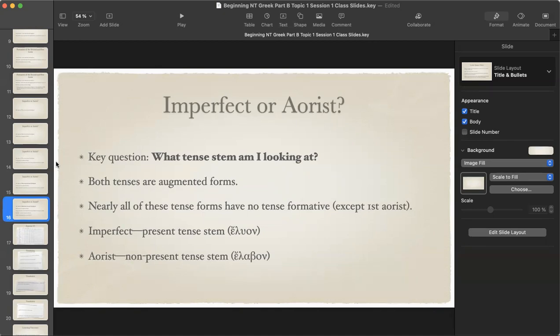The present tense changed into the aorist tense stem, lab, which is something to memorize. This is a frequent enough word. But that gives it away that we're looking at an aorist form. And again, another way to know for certain, the other type of aorist is if you see the sigma tense formative.